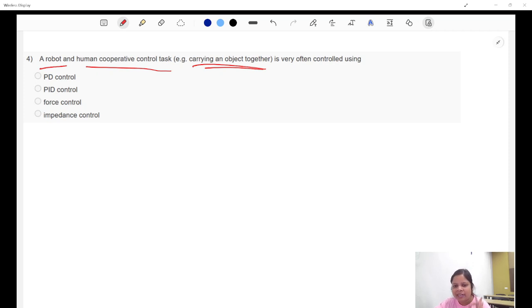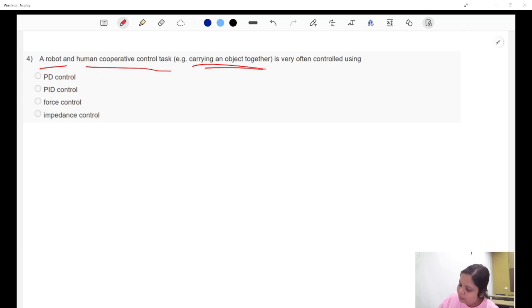It should react very safely to human applied forces. It should not apply very high force, which can damage something or threaten the safety of the human. It should allow compliant behavior, not rigid behavior. And it should maintain a balance between position and force control. It is necessary to maintain balance in both. This is where impedance control shines.